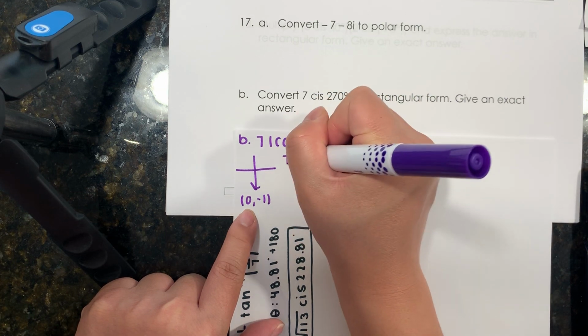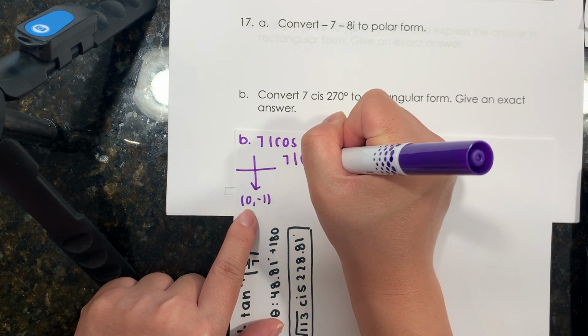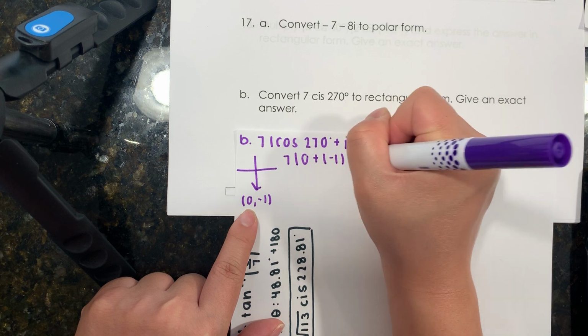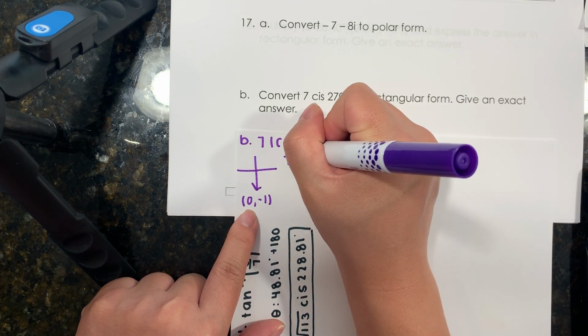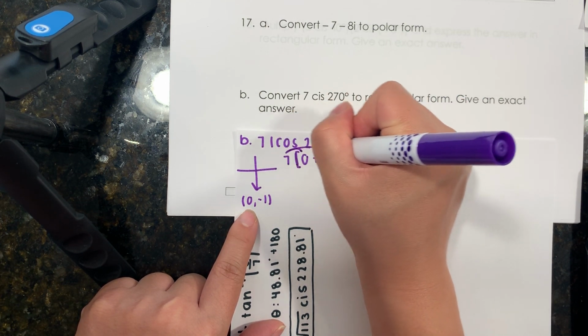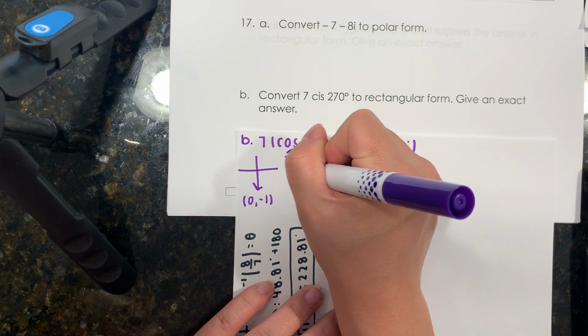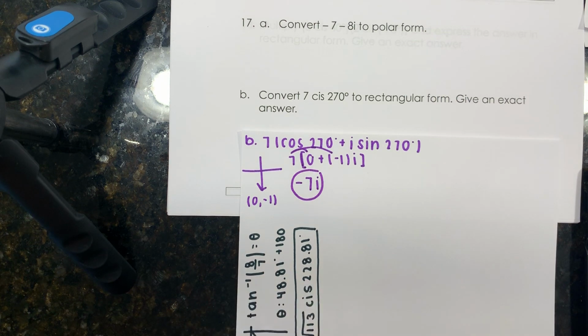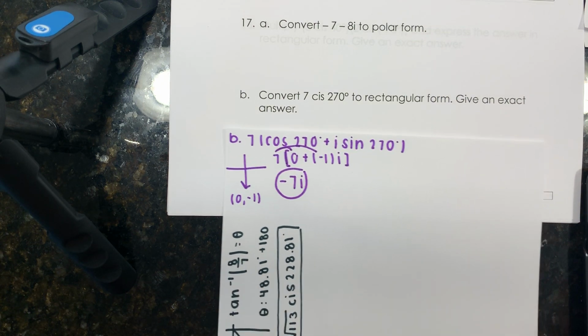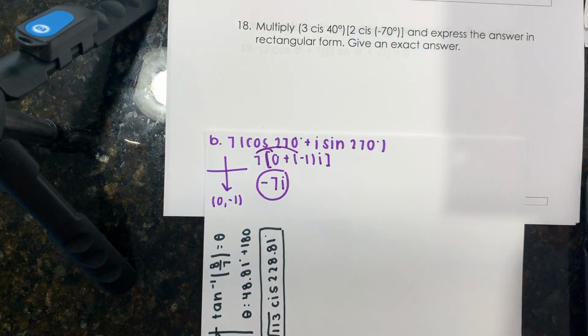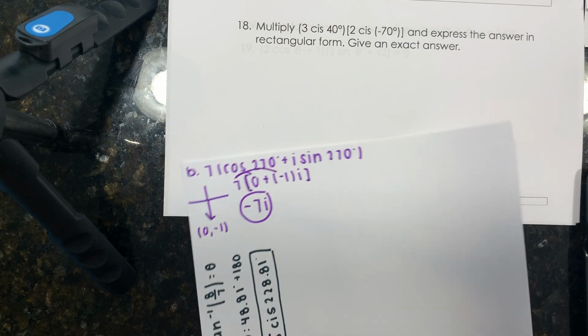So this would become 7 times 0 plus -1i. So when I distribute the 7, my answer would be -7i, because it would be 0 minus 7i. So that one you had to use your unit circle instead of using a reference triangle.